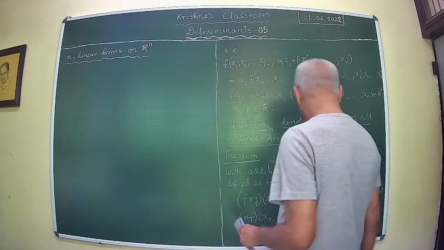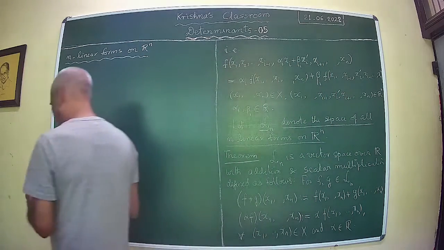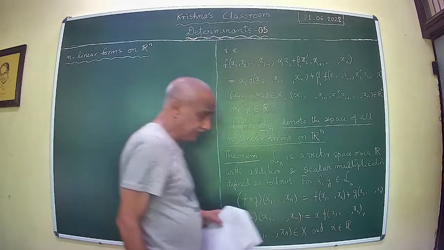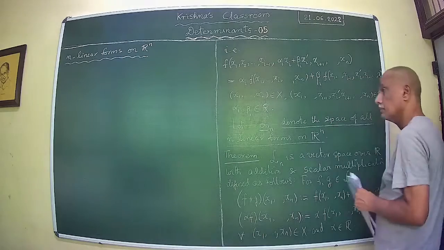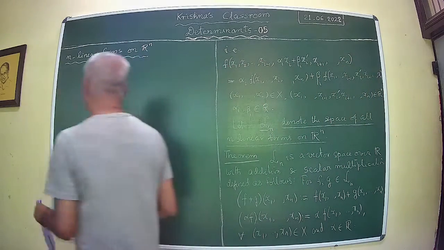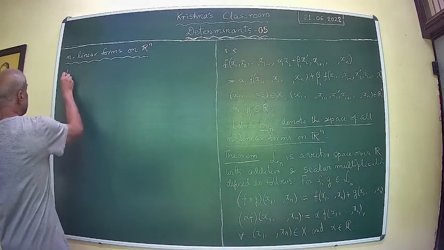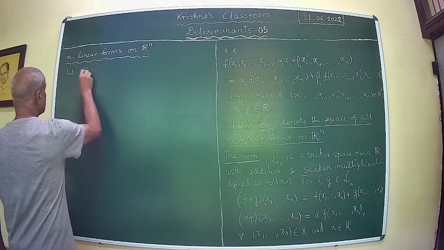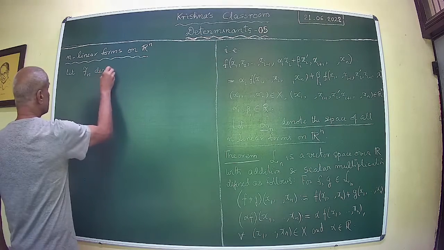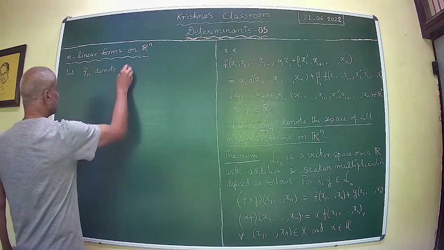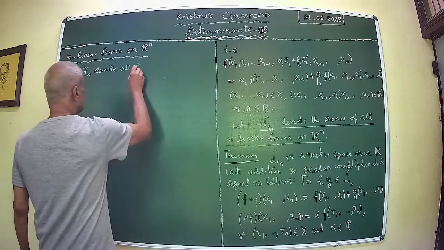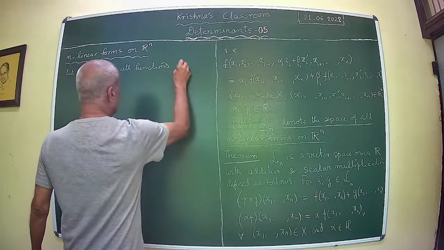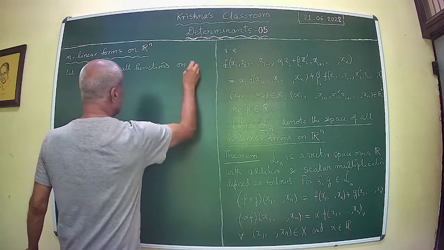Now we prove the following, or make this observation. Before that, we introduce certain notations. Let Fn denote the class of all functions on the set {1, ..., n}.